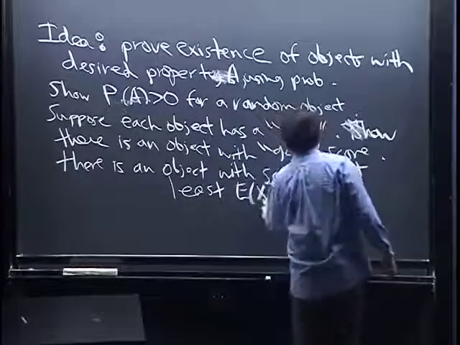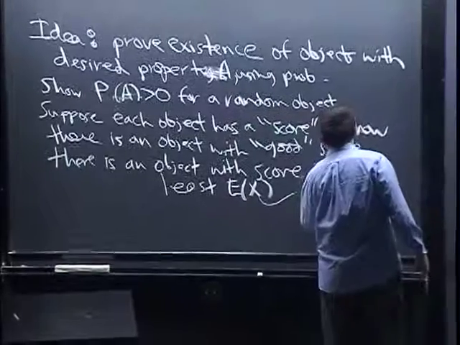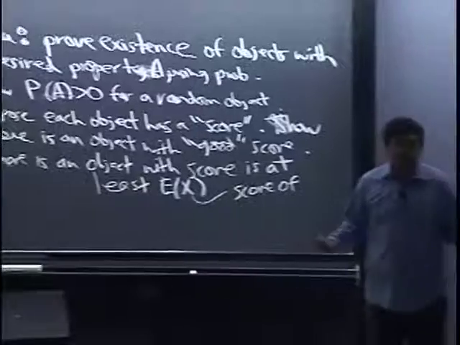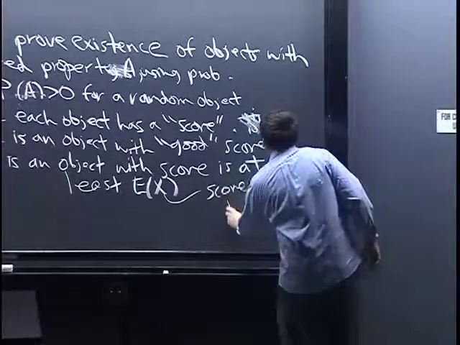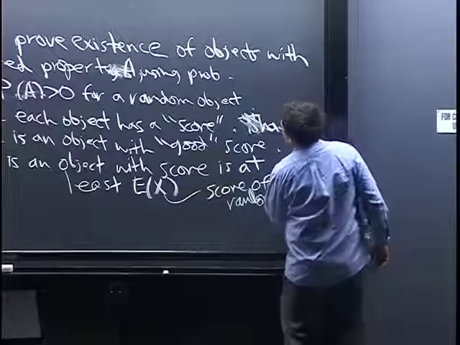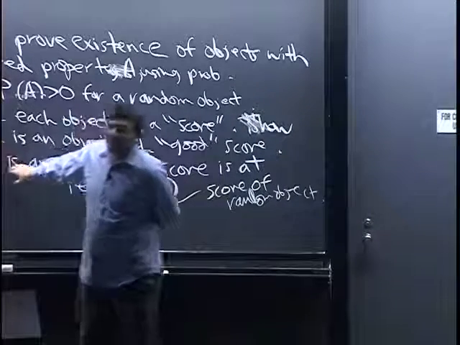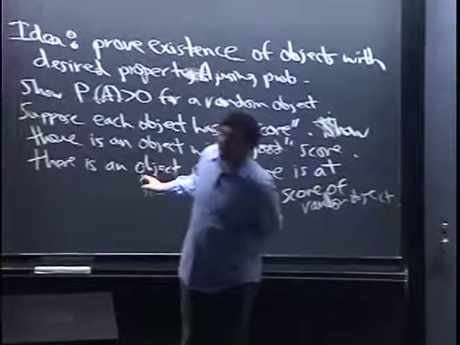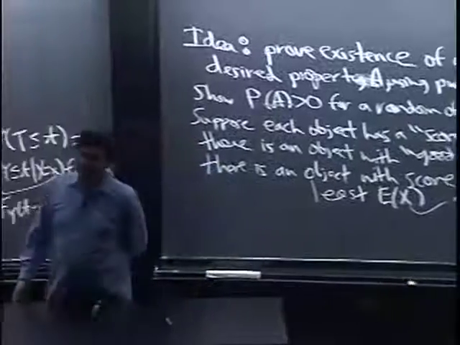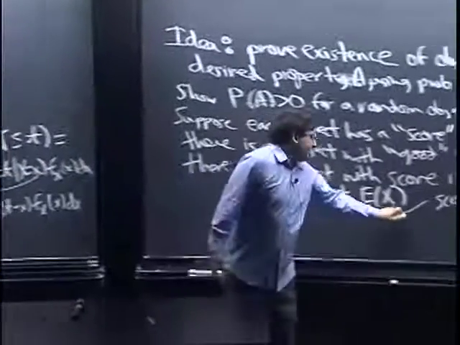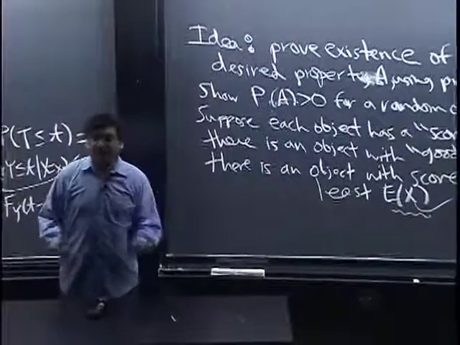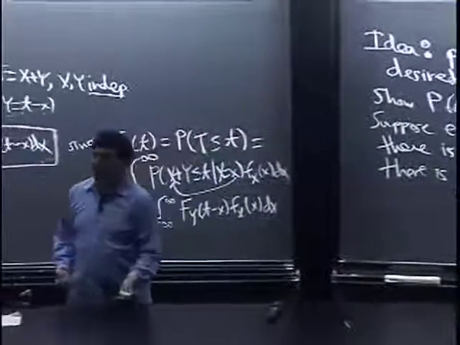Let's just call that E of x, where this is the score of a random object. So we're defining a random variable by taking a random object, finding its score, and taking the average. Well, obviously, there must be at least one object that is at least the average, right? They can't all be below average. That would make no sense, right? So now, of course, E of x may be pretty lousy, but if E of x is actually pretty good, then we've shown that there exists a good one without actually exhibiting it.